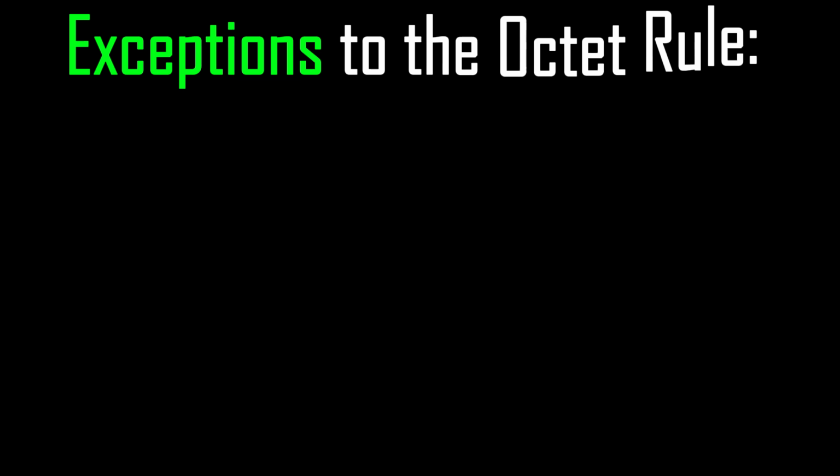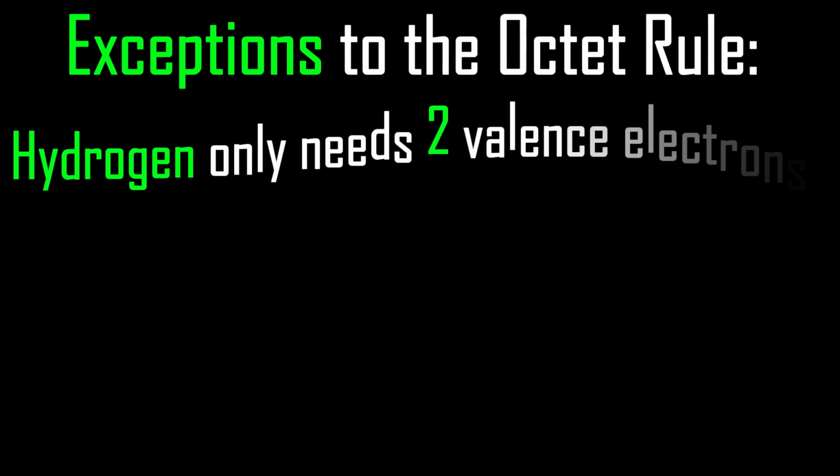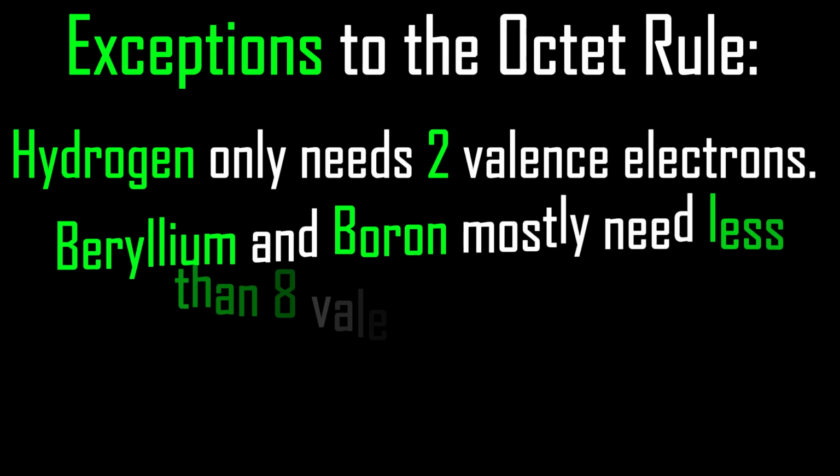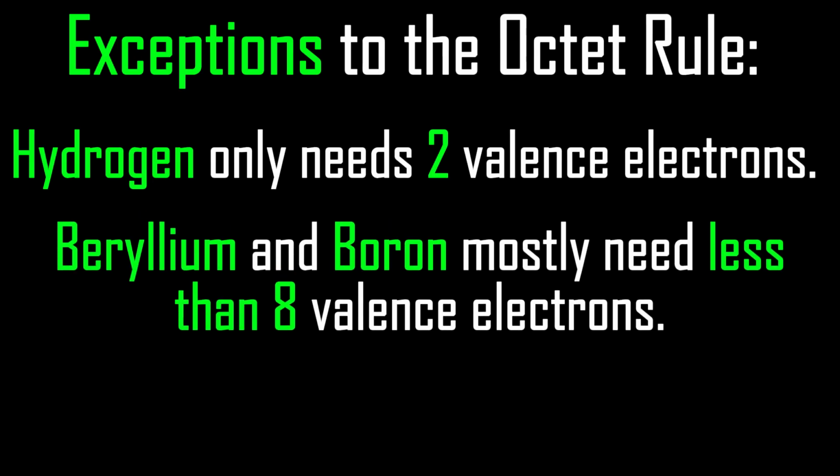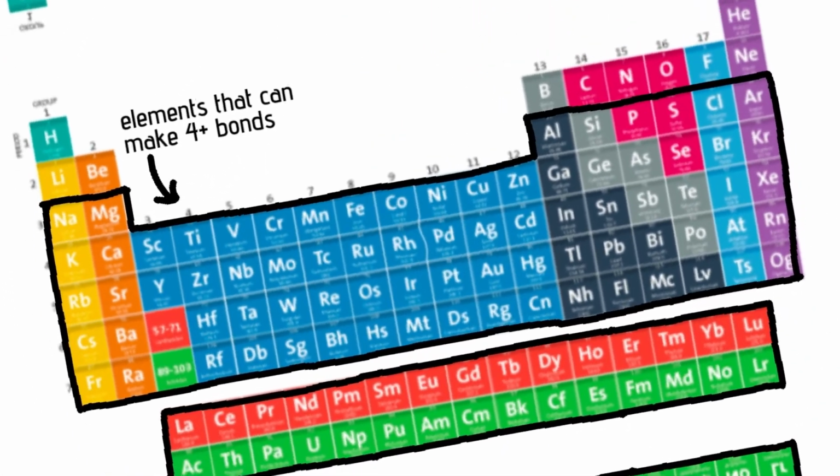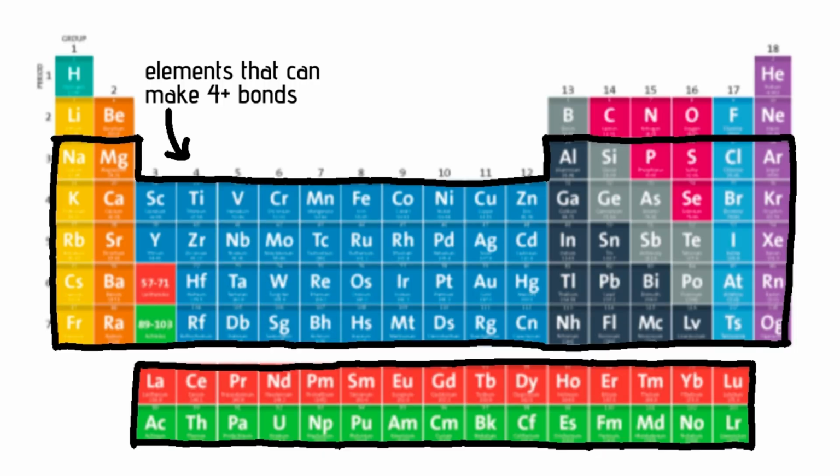There are some exceptions to the octet rule, which says that each atom needs 8 valence electrons to be stable. Hydrogen only needs 2 electrons, and both beryllium and boron often have less than 8 electrons, but not always. In addition, all the atoms in and past the 3rd energy level can form more than 4 bonds with different atoms, since they have access to a d sublevel that can hold extra electrons.